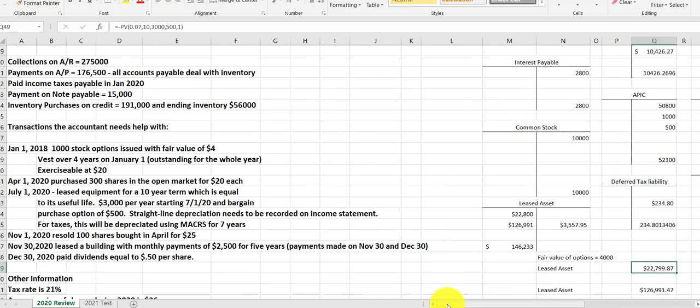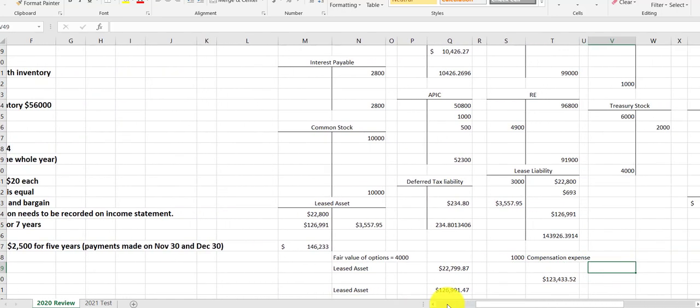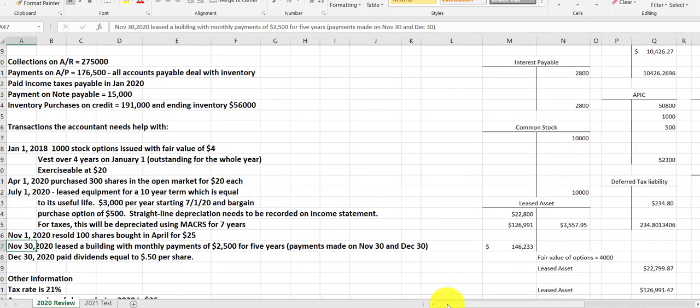When it comes time to calculate some more depreciation, we're going to have to depreciate a half a year of depreciation on the $22,800 as well, which is going to be $1,140. Debit depreciation expense, credit accumulated depreciation. We also have interest on that liability for half of the year, which is going to be $693. 7% for half a year on the amount.